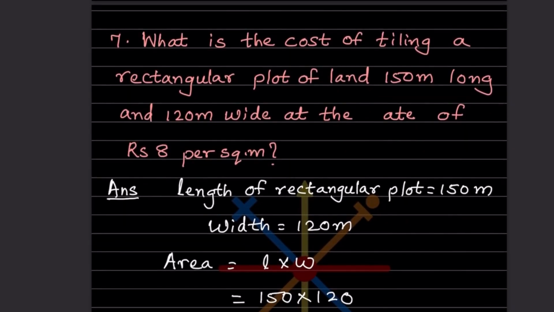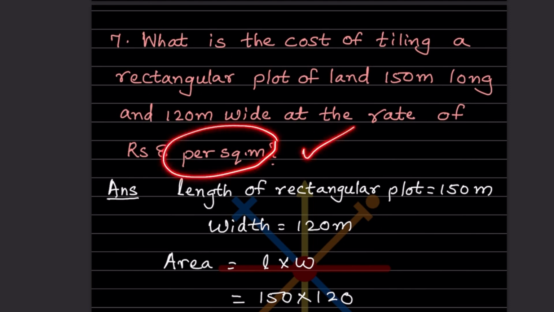The next one: what is the cost of tiling a rectangular plot of land 150 meter long and 120 meter wide, at the rate of rupees 8 per square meter?